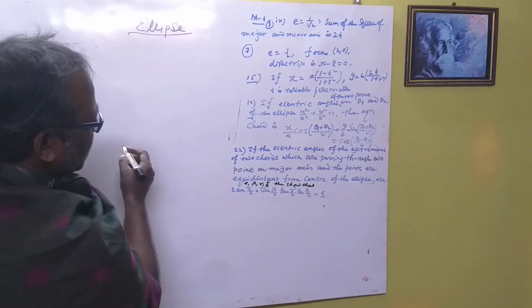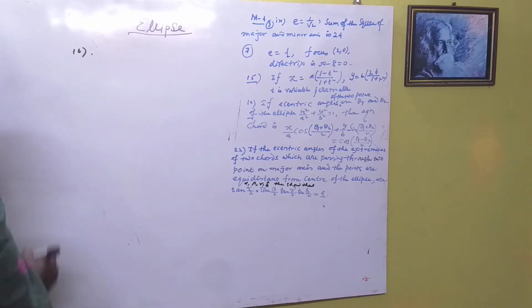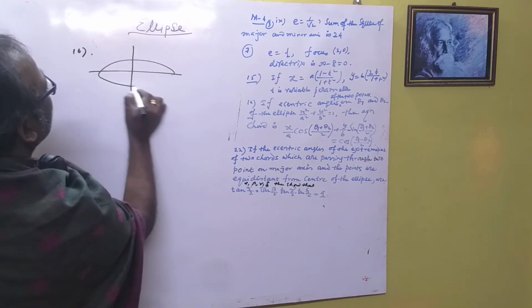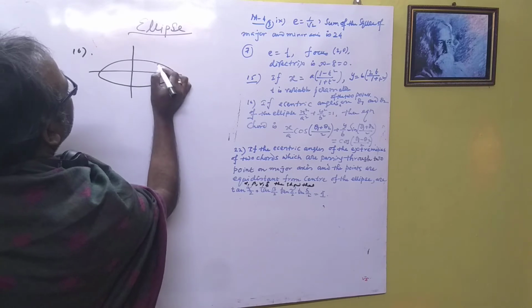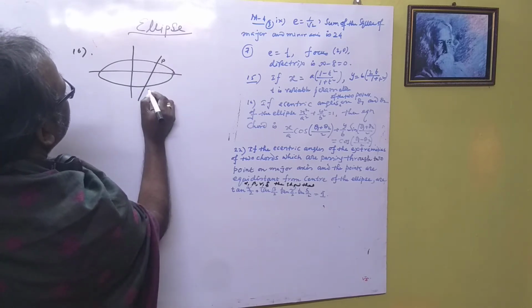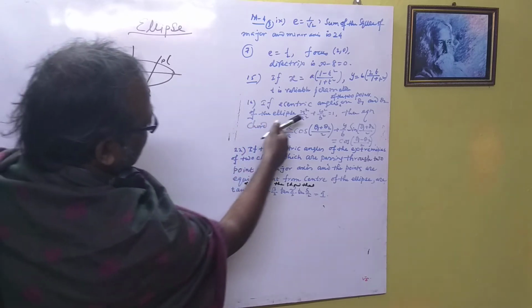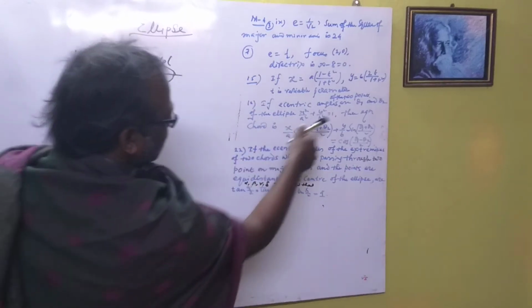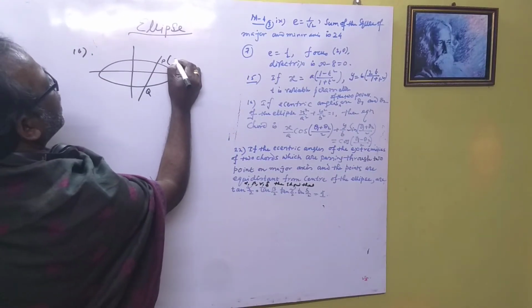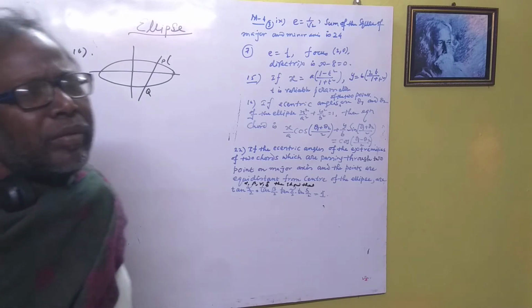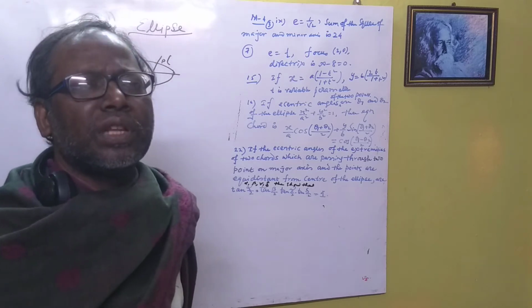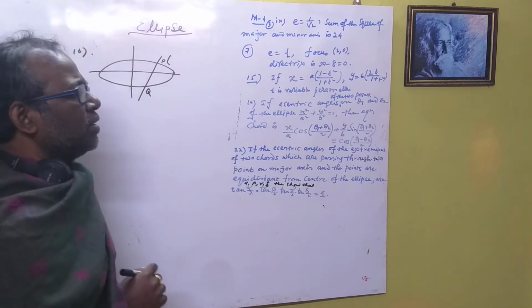See here, 16. The eccentric angles of two points, like here, this is the ellipse, and there are the two eccentric angles. Let us assume this is P and this is Q. It is given that the eccentric angles are theta 1 and theta 2. Eccentric angle means, if the parametric coordinates of the ellipse are a cos theta, b sin theta, then theta is called the eccentric angle. Now that type of angles are given, theta 1 and theta 2.